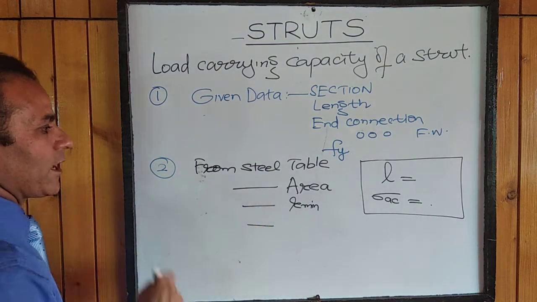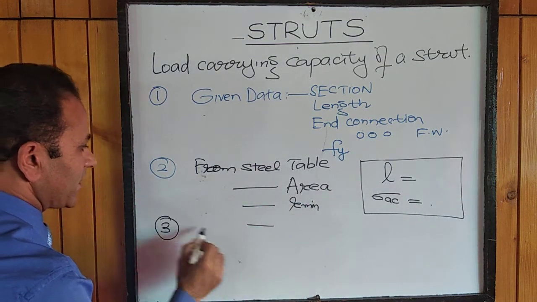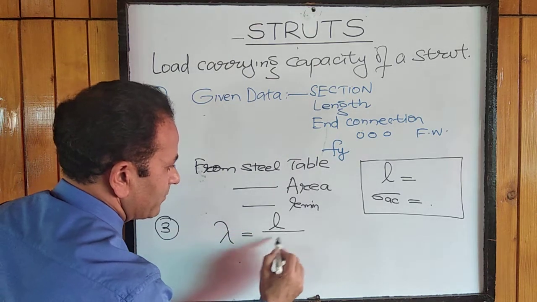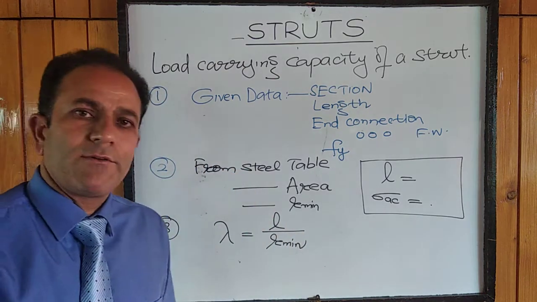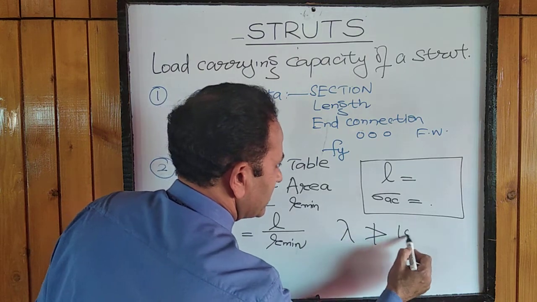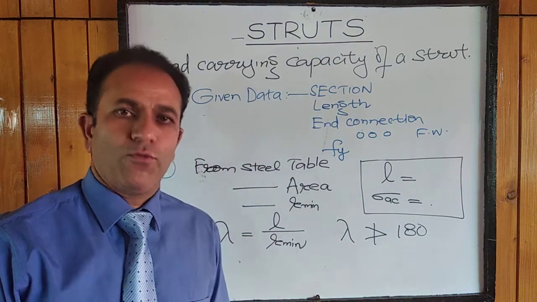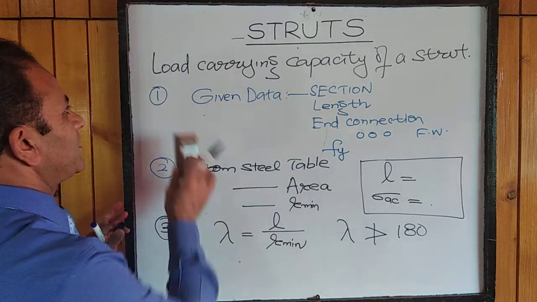Now we have area, we have L, we have r minimum. We can calculate the slenderness ratio lambda. Slenderness ratio shall be L divided by minimum radius of gyration. So this will give us lambda. Lambda in no case shall exceed 180. So for a strut, lambda has to be limited to a value of 180 or less than that. It should not exceed 180.